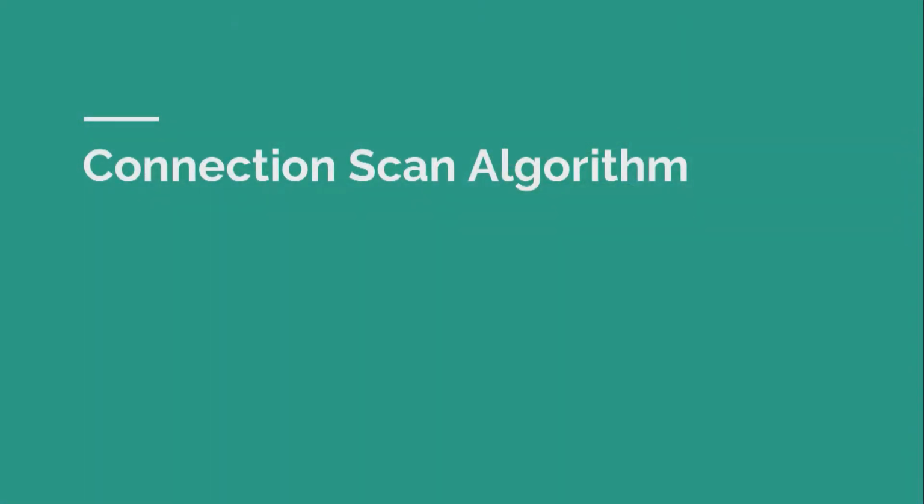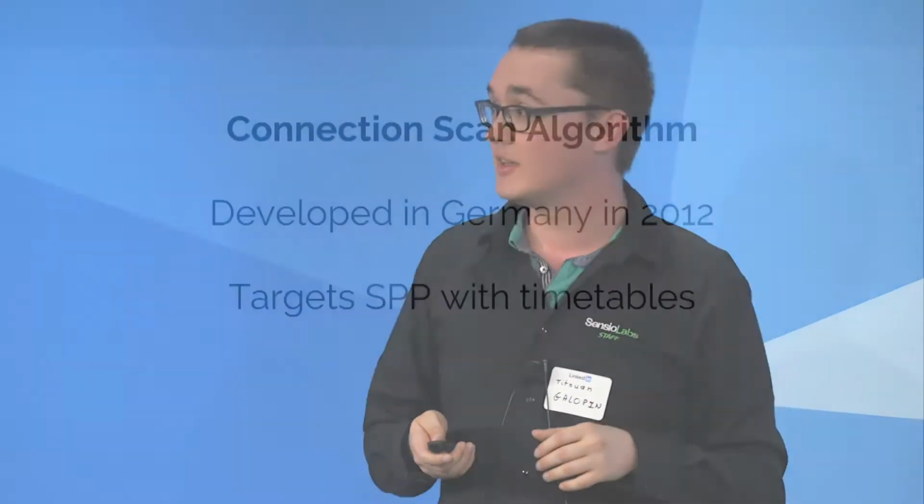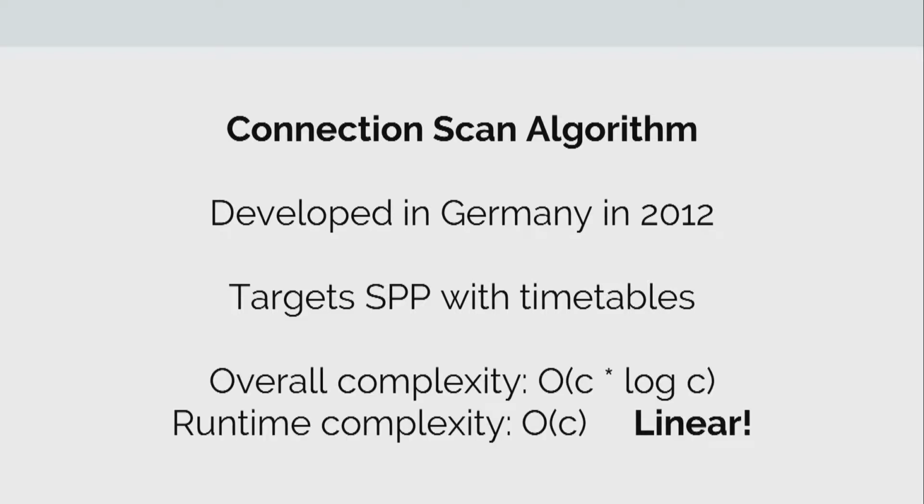The Connection Scan algorithm is an algorithm developed specifically for timetables, for shortest path problems with timetables. It was developed in 2012, so really recent, in Germany by a lot of different universities. And it targets only shortest path problems with timetables. Its overall complexity is quite the same as Dijkstra, so we may think, okay, it's not really useful.